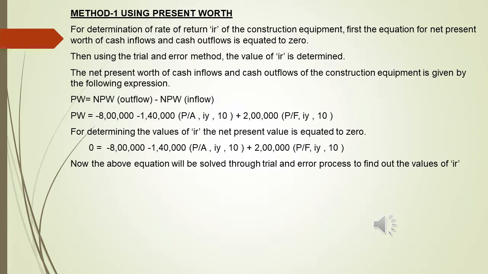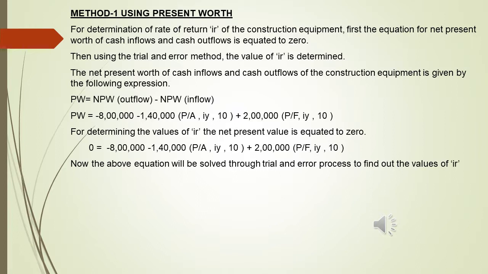Okay, so here for determination of rate of return, you have to calculate IR for the construction equipment. First, the equation for net present worth, that is NPW, of cash inflows and cash outflows is equal to 0. Basically, when outflow is equal to inflow, when you equate it to 0, it will be outflow minus inflow equal to 0. Then using the trial and error method, the value of IR is determined. Here you have to calculate for different trials and then calculate your alternative.